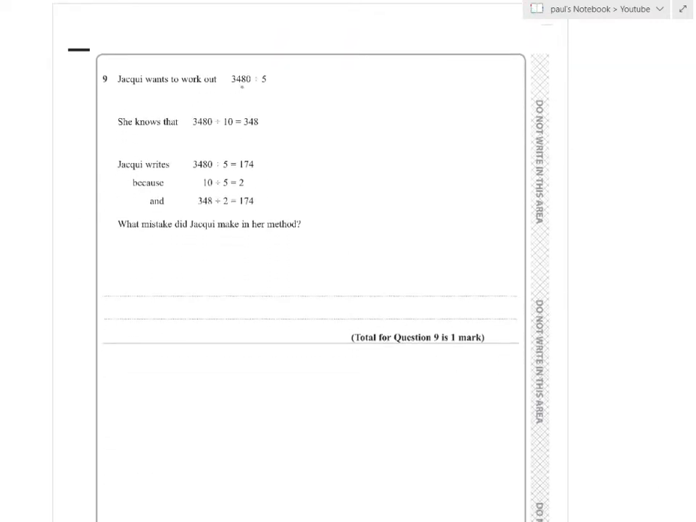Jackie wants to work out 3480 divided by 5. So she divides by 10 to get that. So that is, oh, she's halved it, yeah? No, should be 348 times 2, which equals 2 8s are 16, and 2 4s are 8 plus 1 is 9, and 2 3s are 6, so it should be 696.